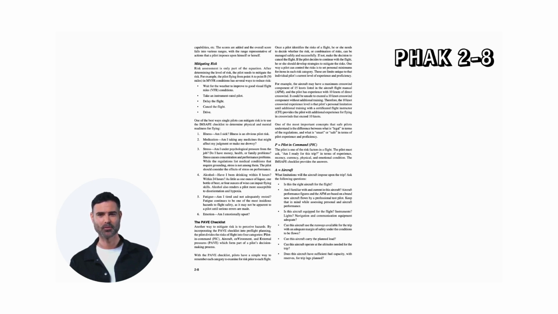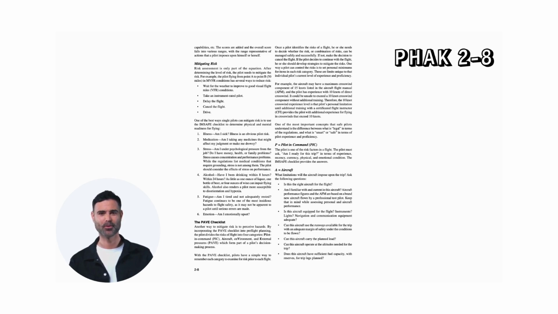After determining the level of risk, the pilot needs to mitigate the risk. For example, the pilot flying from point A to point B, 50 miles, in MVFR conditions, has several ways to reduce risk. Wait for the weather to improve to good visual flight rules, VFR conditions. Take an instrument-rated pilot. Delay the flight. Cancel the flight. Drive. One of the best ways single pilots can mitigate risk is to use the IMSAFE checklist to determine physical and mental readiness for flying.